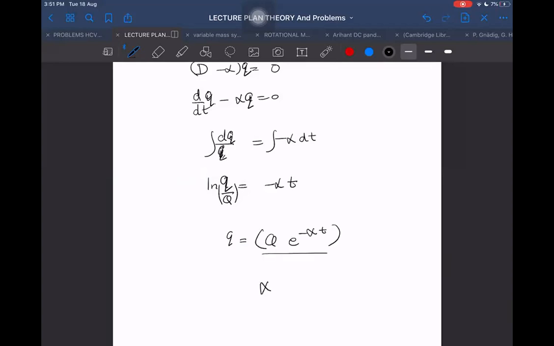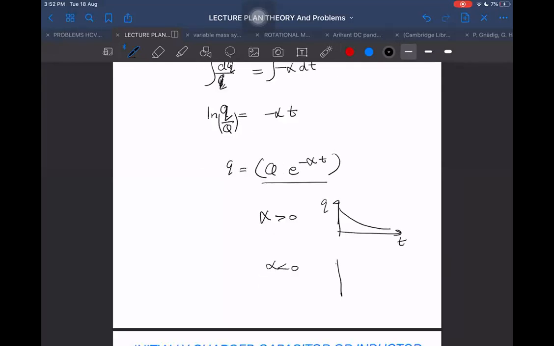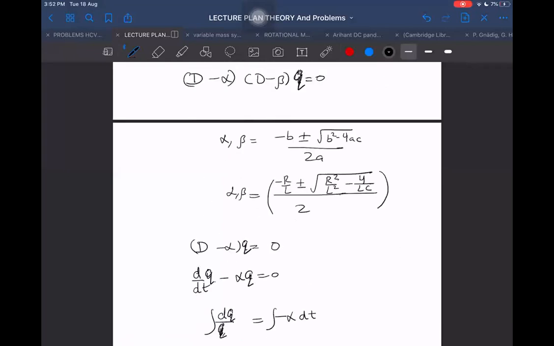But alpha again has different cases here. Alpha could be positive. If alpha is positive, then it is this kind of graph of charge varying as a function of time. Alpha will not be negative. Alpha could be imaginary, if alpha is a complex number. Alpha depends on the discriminant. What was the discriminant? Discriminant was R square by L square minus 4 by LC. If this discriminant is negative, then we have an imaginary term.